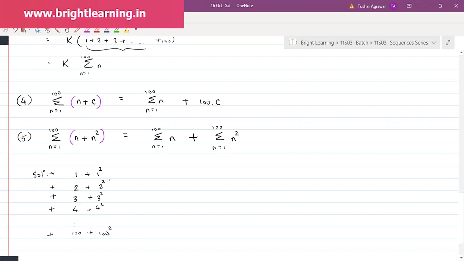So now instead of adding this horizontally, 1, then 1 square, then 2, then 2 square, then 3, then 3 square, if I group it vertically, let's say I add these blue terms first and then these green terms, did I do anything incorrect? No. The blue terms are the first terms, summation of n where n varies from 1 to 100, and the green terms are the corresponding second values, n square. Okay, yes or no?